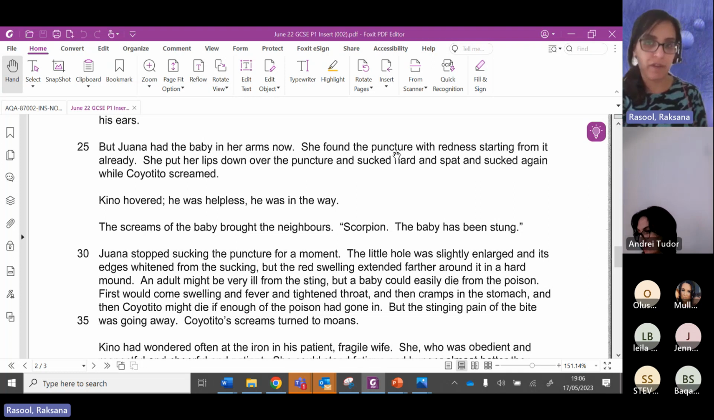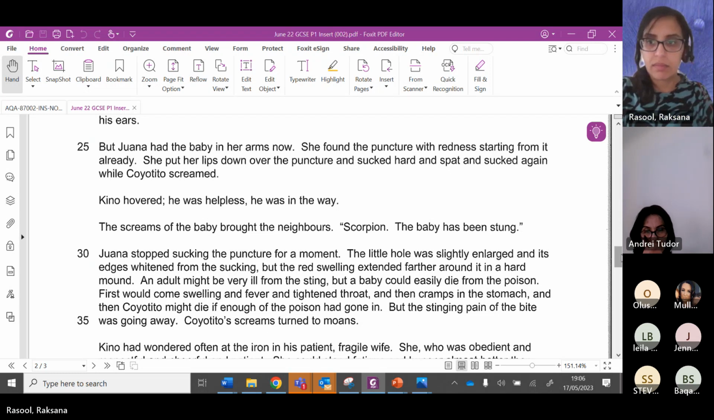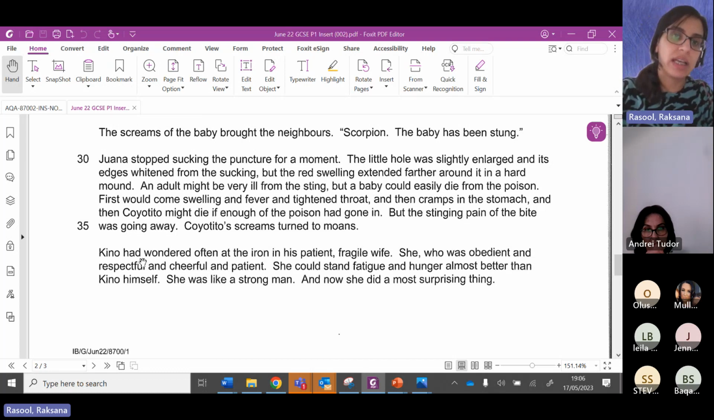She had the baby, she found the puncture, and she was sucking out the poison and spitting it out time and time again. And that's actually happening while Kino is killing the scorpion. So instead of rushing to the baby, getting the baby and dealing with the poison himself, his instinct is to kill the scorpion. Her instinct is to protect her baby. Okay. And this bit here also shows Juana is more helpful.